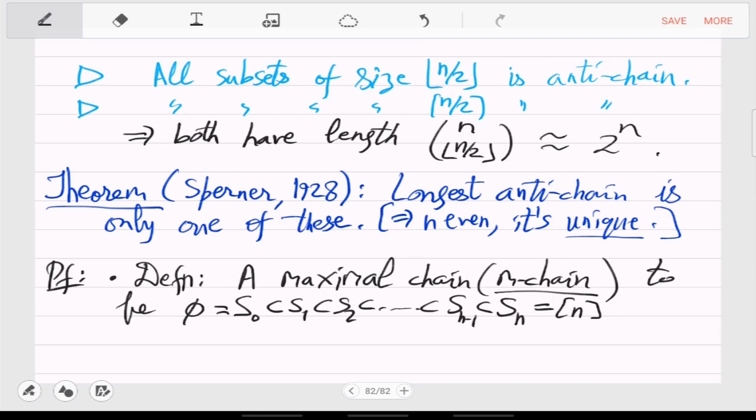So the beginning and end sets are fixed and everything else you can change. How many maximal chains are there? That we have seen before. The number of M chains is just n factorial, as before. So let's remember that.